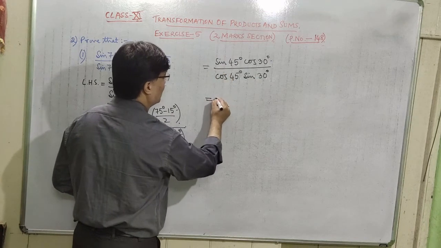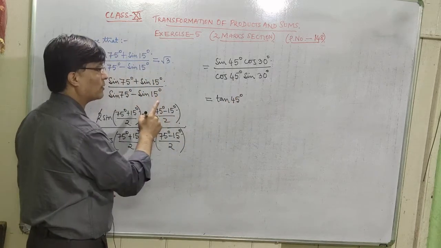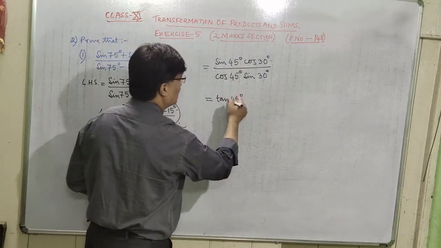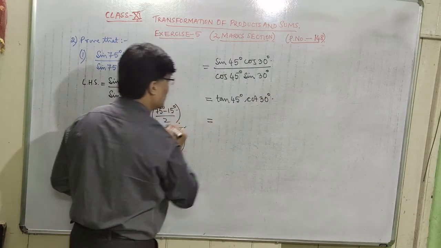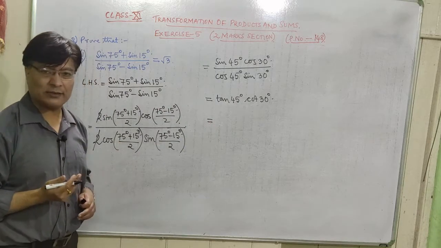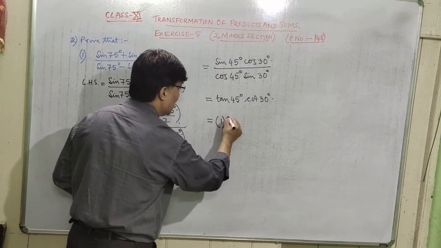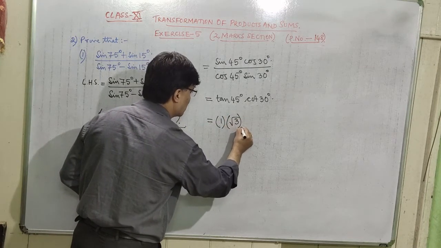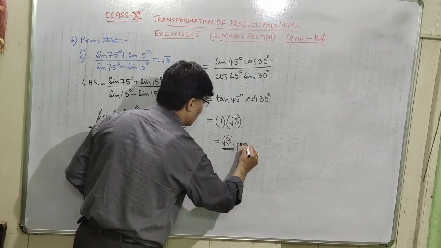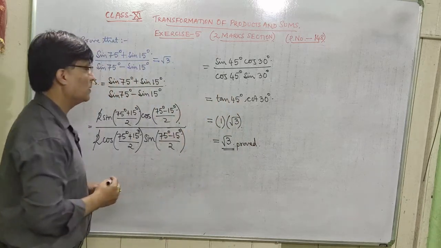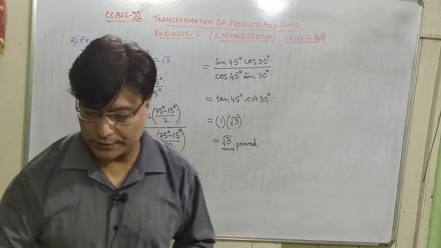Which is equal to sine 45 divided by cos 45, which is tan 45 degree. Cos 30 by sine 30 is your cot 30 degree. These are standard angles, you have done it in class 10. What is the value for tan 45 degree? It is 1. And what is the value for cot 30 degree? It is root 3. So the answer is root over 3. So it is proved. I think you have understood it, so you can copy it. Now we'll do the next question.